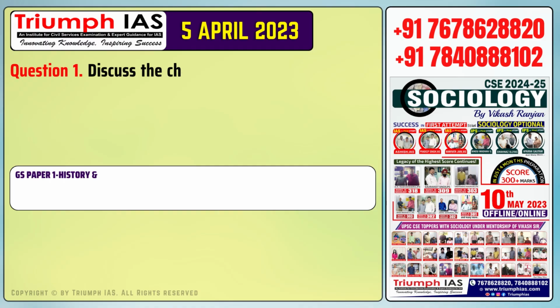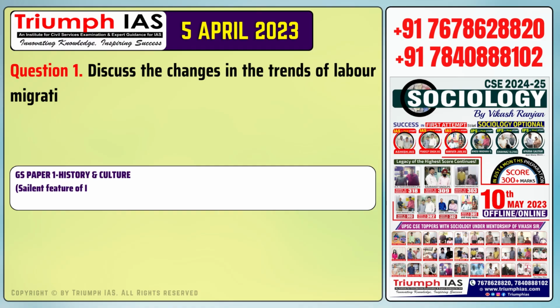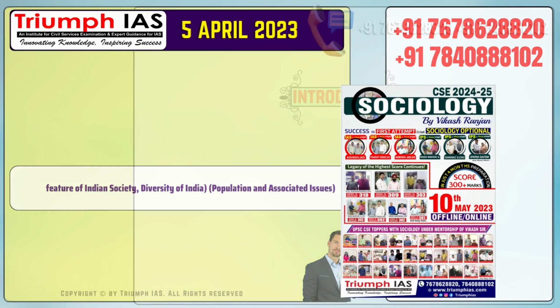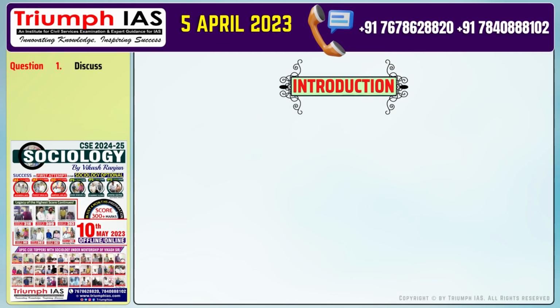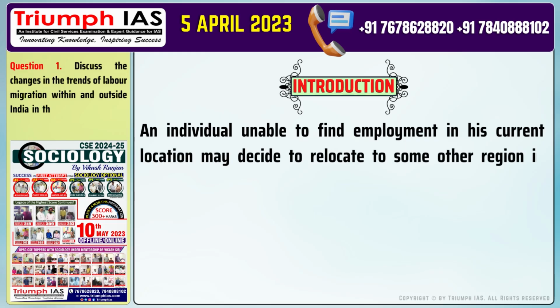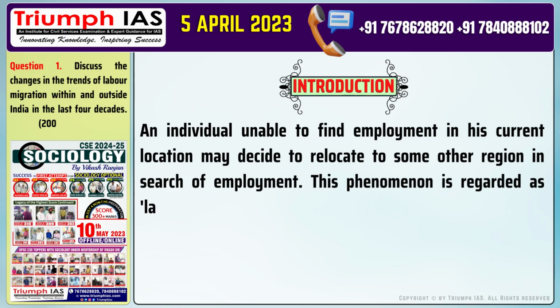Question number 1. Discuss the changes in the trends of labor migration within and outside India in the last 4 decades. Let's start with the introduction of the answer. An individual unable to find employment in his current location may decide to relocate to some other region in search of employment. This phenomenon is regarded as labor migration.